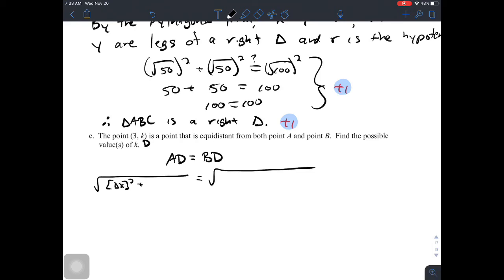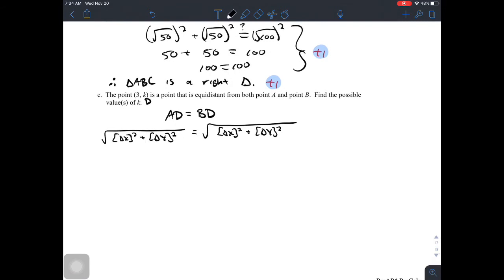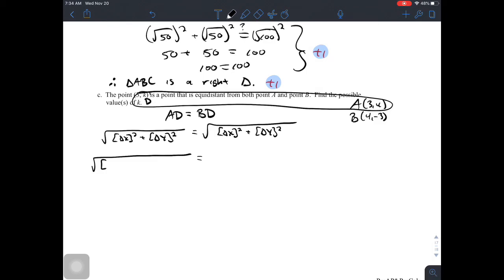Change in x squared plus the change in y squared should equal the change in x squared plus the change in y squared. For A and D, I'm just going to rewrite the coordinates for A down here. Let's see, A was (3, 4). I don't want to mess this up, so I'm going to write this down. I suggest that you write it down there as well, but that's up to you. B has coordinates (4, negative 3). So for A and D, difference of my x values is 3. Difference of my y values is k minus 4.